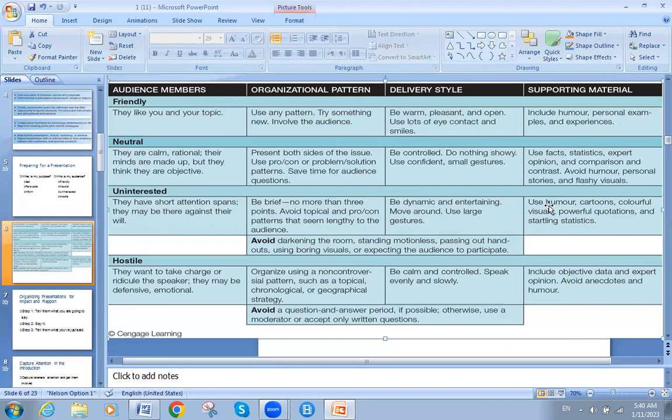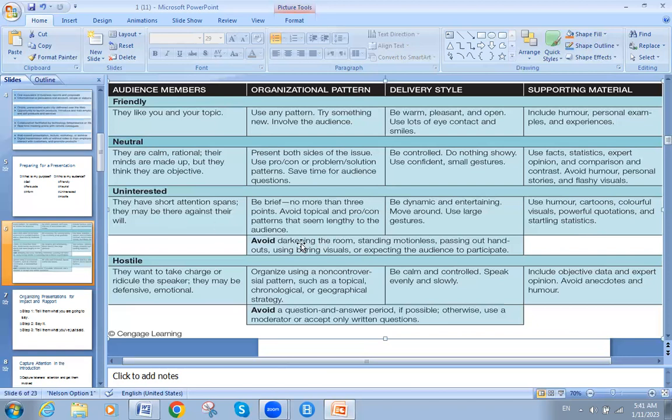The supporting material for the uninterested is humor. Of course, because they are uninterested, get out of the books, like I told you. So use humor, cartoons, colorful visuals. Here is the opposite of the neutral. If the neutral was not to be showy, here you have to use humor, cartoons, colorful visuals, powerful quotations, and startling statistics, whatever you can.